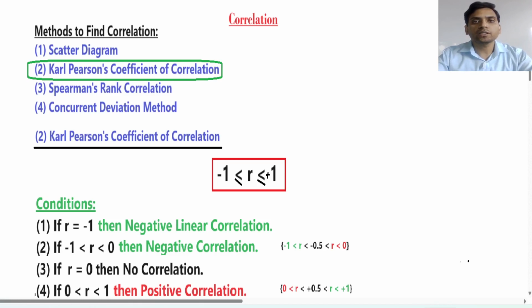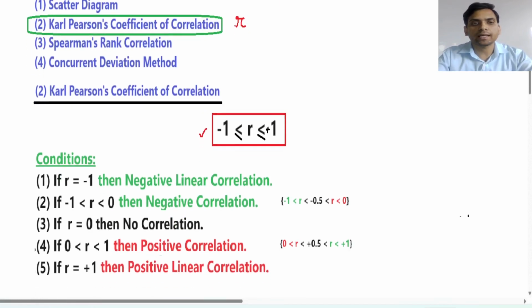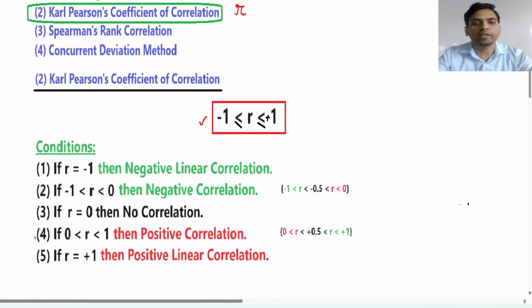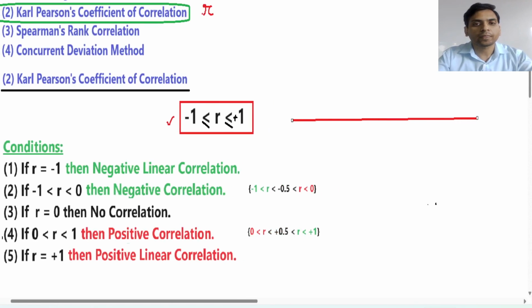So Karl Pearson coefficient of correlation is denoted by small r, and the value of r always lies between -1 to +1. The least value of r is what? -1, and the maximum value is what? +1. So we can understand this concept and the categories of correlation on a number line easily.